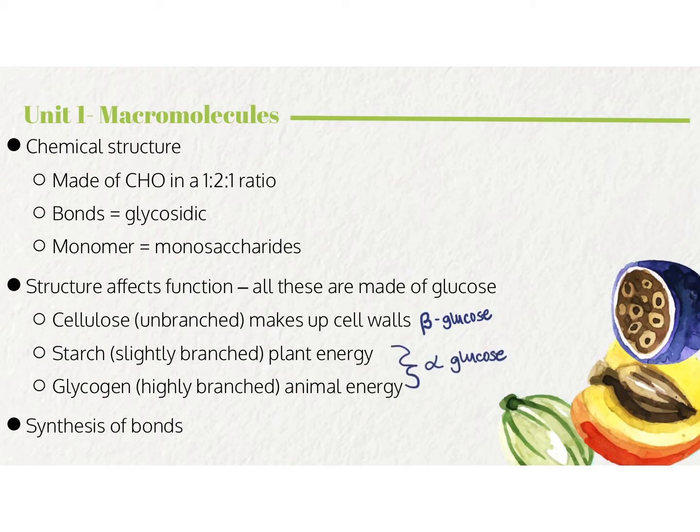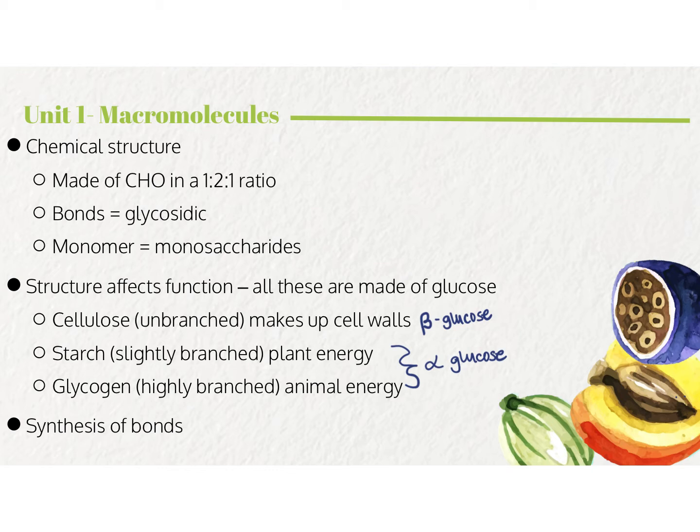Now, in addition to the structural difference of the glucose molecule, that is the direction in which the hydroxyl group is facing at carbon number 1, cellulose, starch, and glycogen are also different in their branching. Now, cellulose is completely unbranched, and this makes up the plant cell walls. It's a very tough molecule. It's not digestible by people because we don't have the enzymes to break down cellulose.